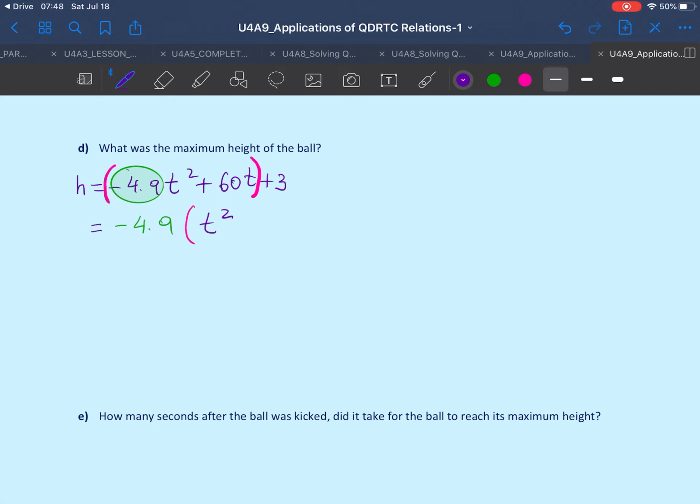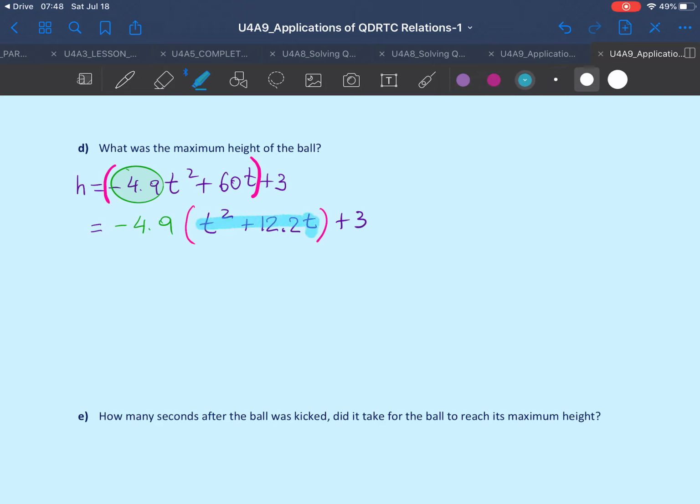So that would be 12.24. So I'm going to call this 12.2. And then we have plus 3 at the end. So now we need to complete the square.